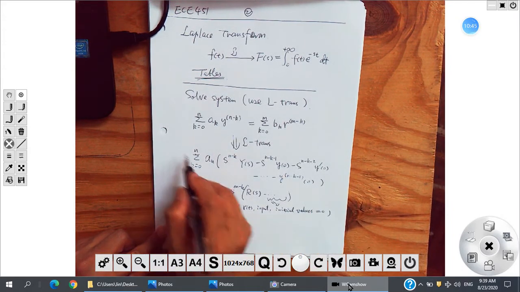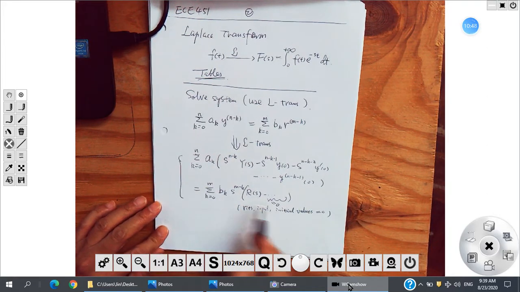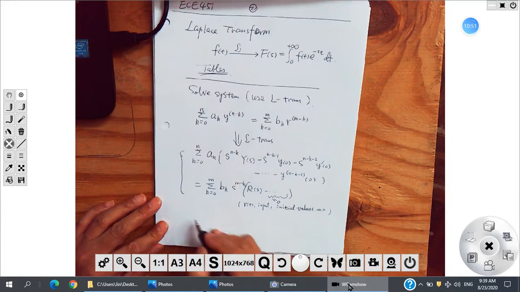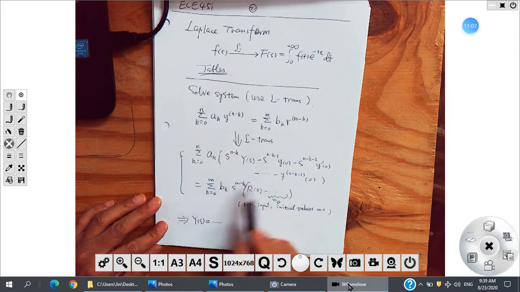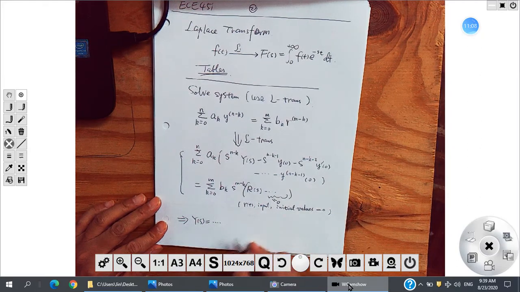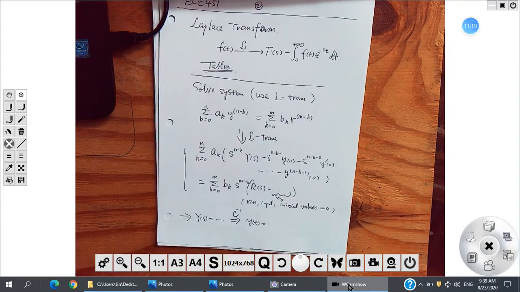Okay, so we have an equation that looks like this. This is an algebraic equation. Then we can solve it: we have Y of s equal to something that depends on the coefficients and the powers. You can solve it, and R is given, since it's the input given by you. Then you can get y of t by the inverse Laplace transform. So solving a system looks like this.